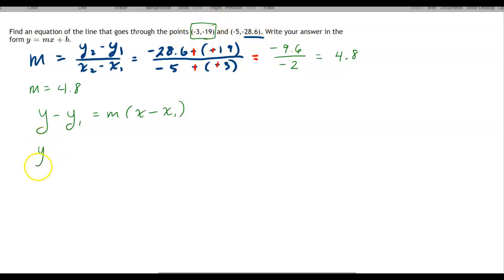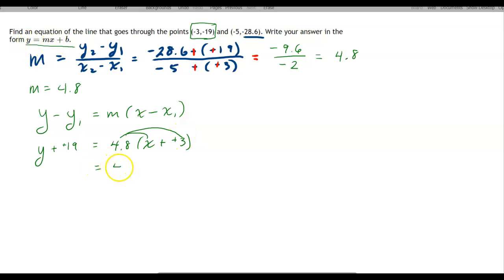So we get y minus, now the y value there is negative 19. So if you subtract a negative 19, that'll give you a plus 19. The slope is 4.8, x minus, and the x coordinate there is a negative 3. So again, a negative 3 will make that a plus a positive 3. So now, this is the equation of a line. However, we're going to distribute the 4.8 so we can write it in slope intercept form.